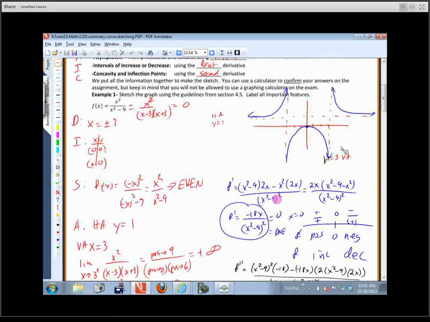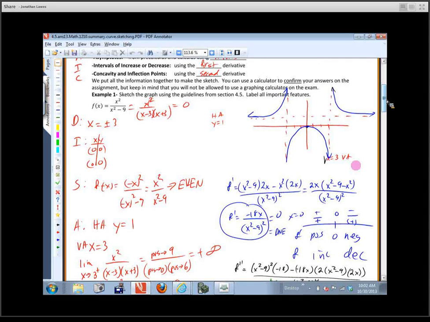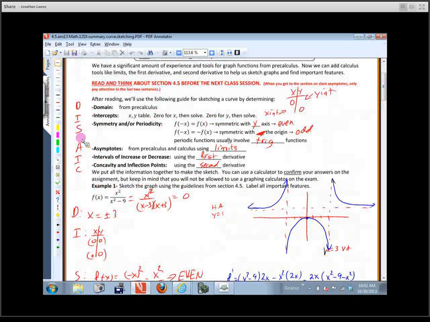We did this one right here. And there's a little acronym. The book has us go through these 6 ideas. So domain, intercepts, symmetry, asymptotes, intervals of increase and decrease, and then concavity, in order to come up with what this looks like. And sometimes it might seem like a little bit of overkill.